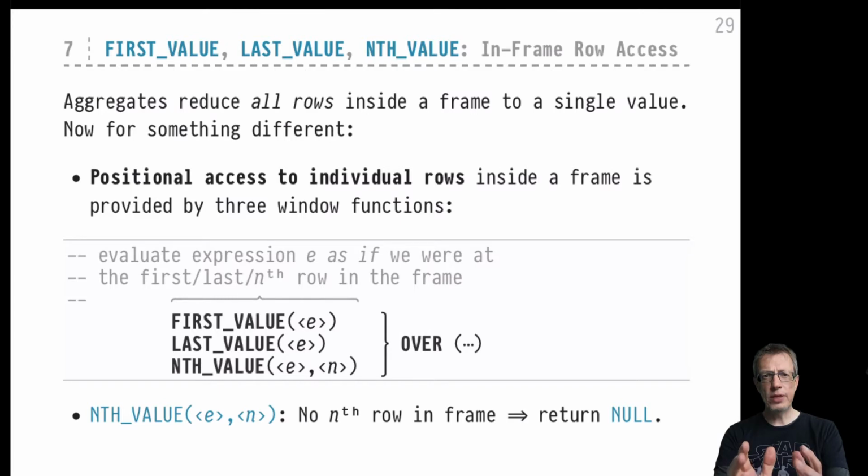So once a frame has been built, it makes sense to speak of the first, the second, the nth, and the last row in a frame. And the window functions listed at the top of this slide let you do exactly that. Access the first, the last, or the nth row in a frame. This is different from just looking around the current row. Now you have positional access inside the frame. Okay, and that really can make a difference. So let's see how that works.